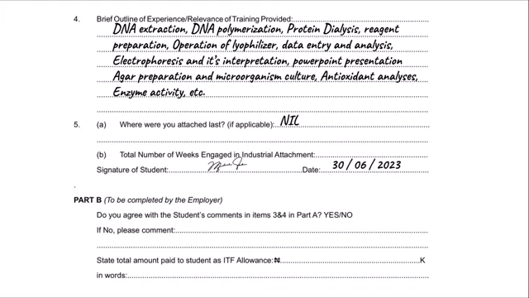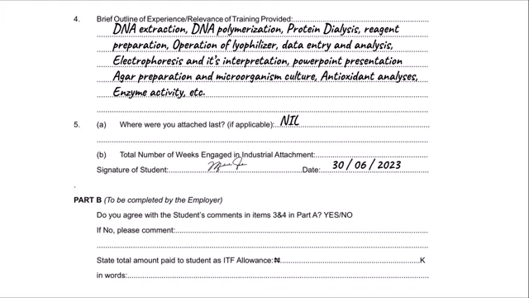Let's say you did DNA extraction, DNA polymerization, protein dialysis, reagent preparation. You have to put everything in a collective term. Let's say antioxidant analysis, you have like 7 types. Instead of listing all the 7 types of antioxidant analysis, you can just say you did antioxidant analysis. Whether you did 20 PowerPoint presentations, instead of listing that you presented on this and on that, you just say PowerPoint presentation. That way, this space is going to be enough for you to list the relevance of the training provided to you.